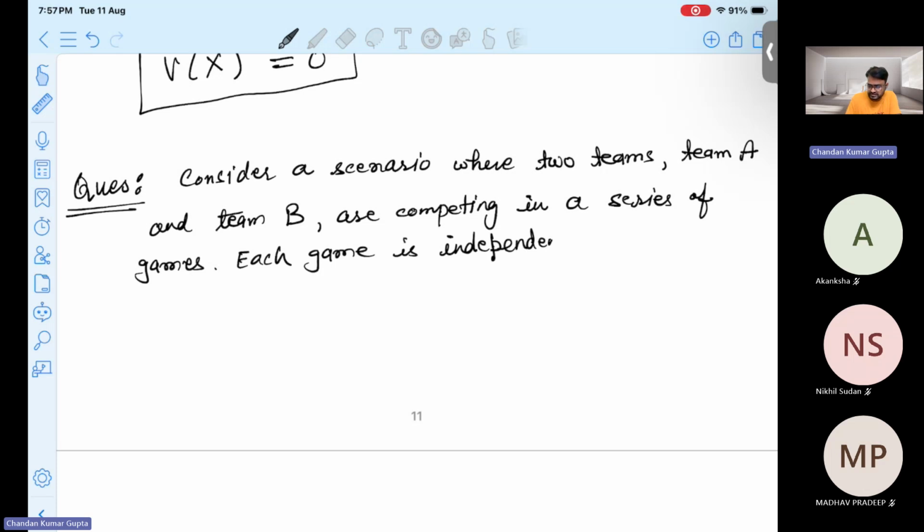Each game is independent. That means the outcome of one game does not affect the outcome of the other.